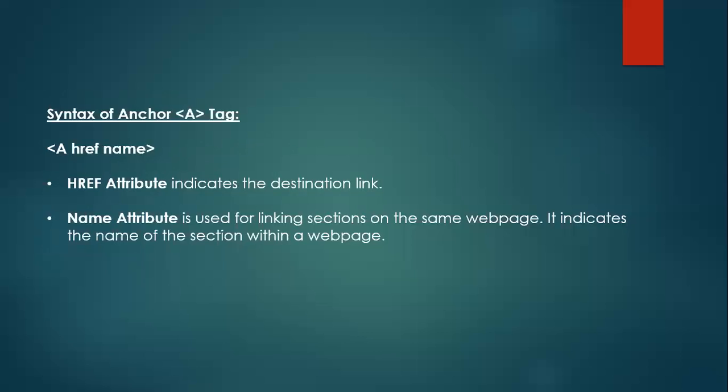And the second attribute of the anchor tag A is the name attribute. The name attribute is used for linking the sections on the same web page. It indicates the name of the section within the web page. So you can see that href is used to indicate the destination link, meaning through this you can specify the name of the HTML document which you want to link with this anchor tag text, and the name attribute is generally used for internal linking.